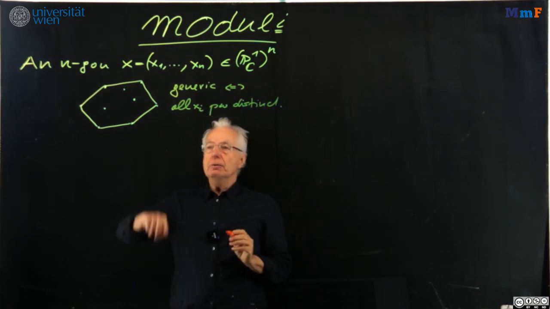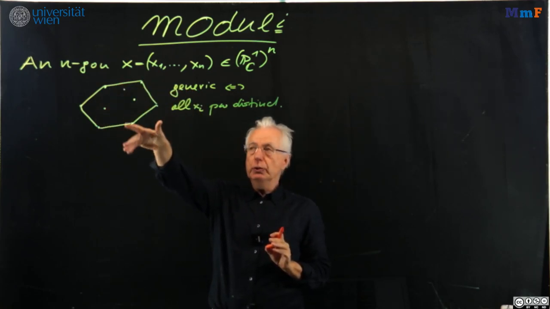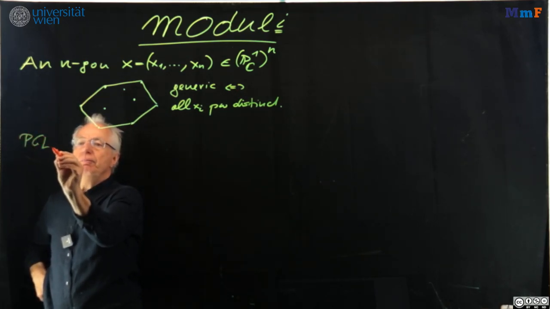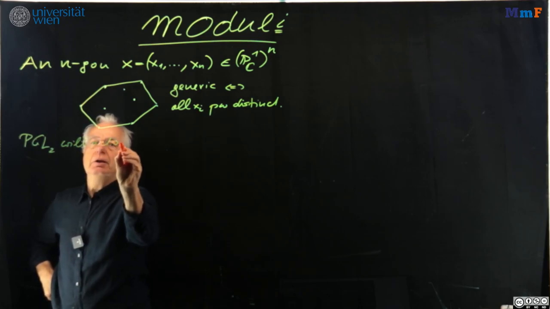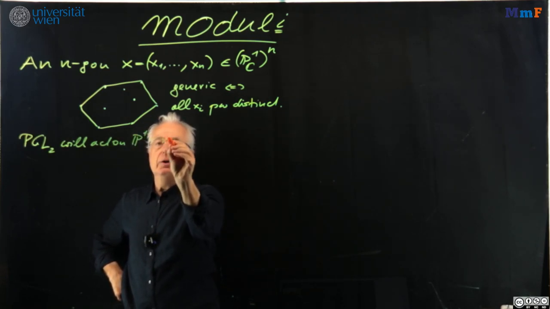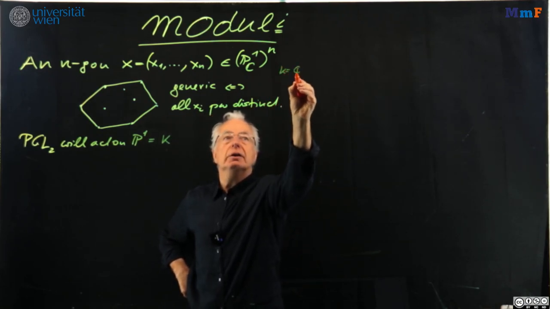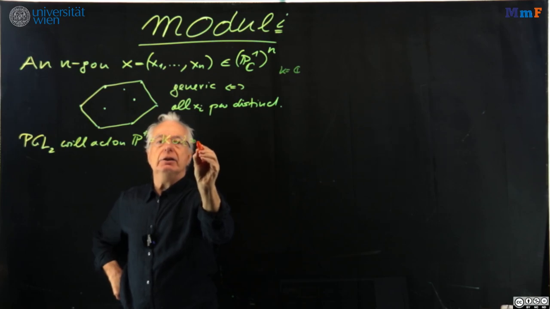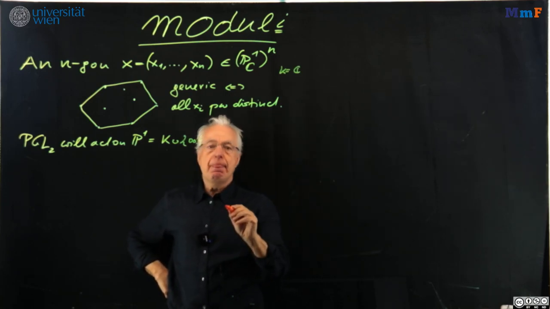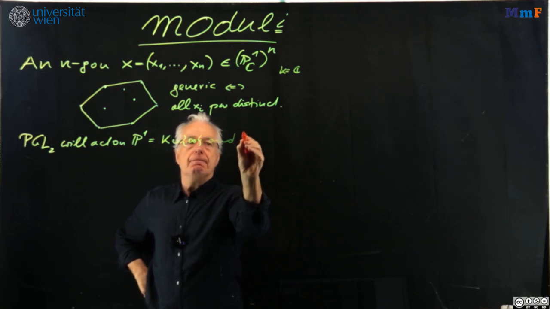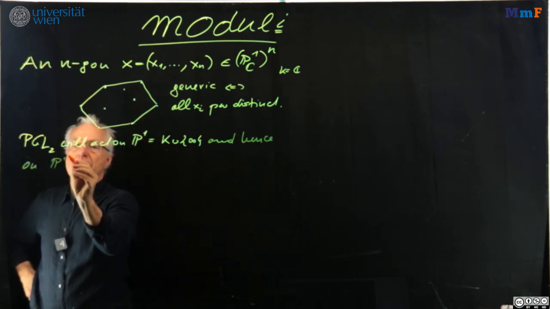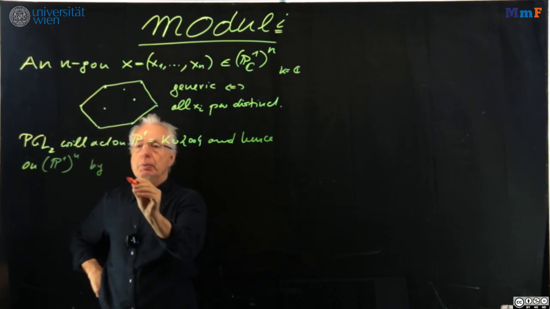Okay. Now, you let the group PGL2 act on P1. I'll describe it in a moment. If K is our field, here we have C, then we can identify P1 with the field and the point at infinity, and hence it will also act on n-gons, on (P1)^n. And the action is by Möbius transformations.